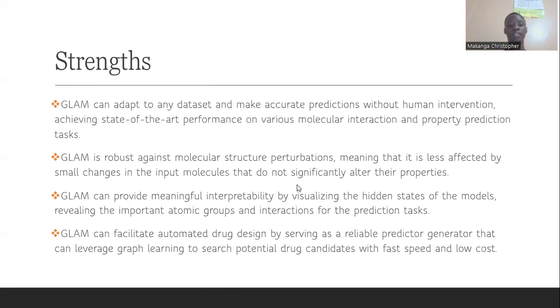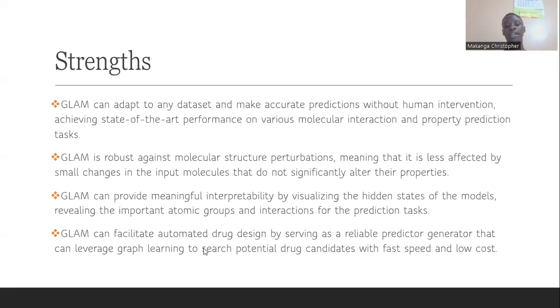And then GLAM can provide meaningful interpretability by visualizing the hidden state of the models, revealing the important atomic groups and interactions for the prediction task. And GLAM can facilitate automated drug design by serving as a reliable predicator generator that can leverage graph learning to search potential drug candidates with fast and low cost.